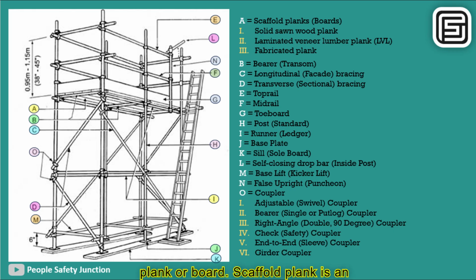A. Scaffold plank or board. Scaffold plank is an individual timber board or fabricated component that serves as a flooring member of a platform. Scaffold platform units shall be either solid sawn wood planks, laminated veneer lumber, LVL, planks, and fabricated planks. B. Bearer or transom. Bearers are installed in continuous lengths horizontally across the entire scaffold width, transversely.